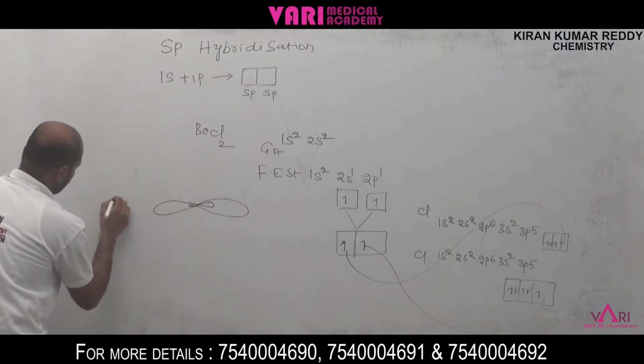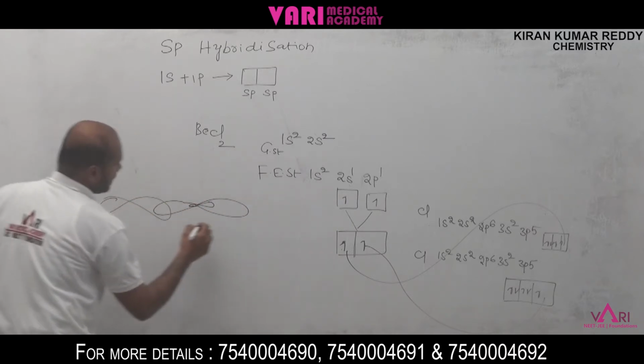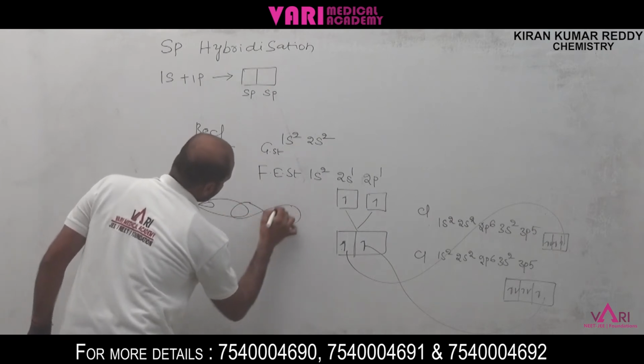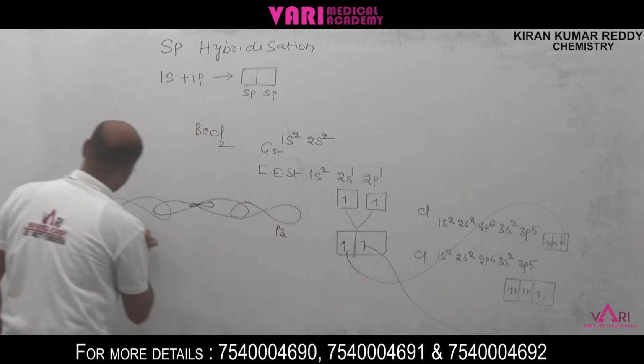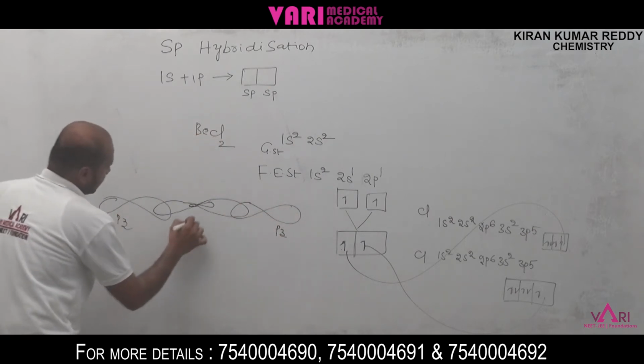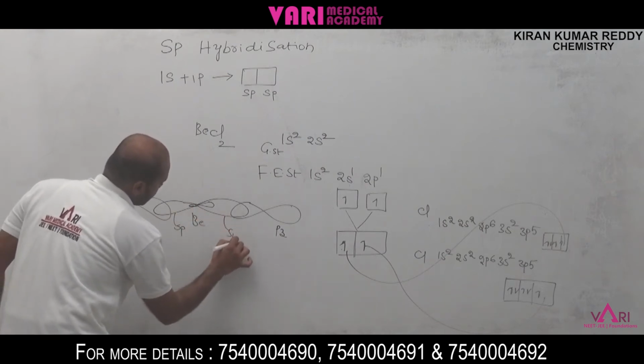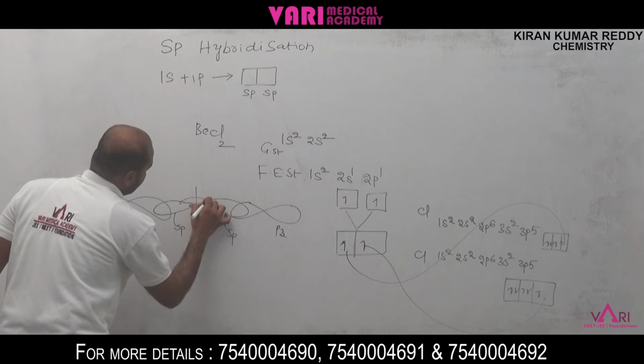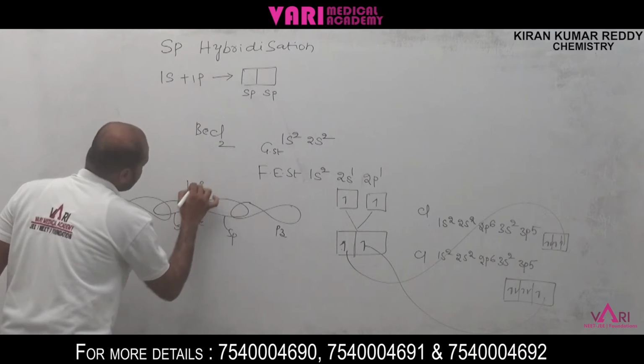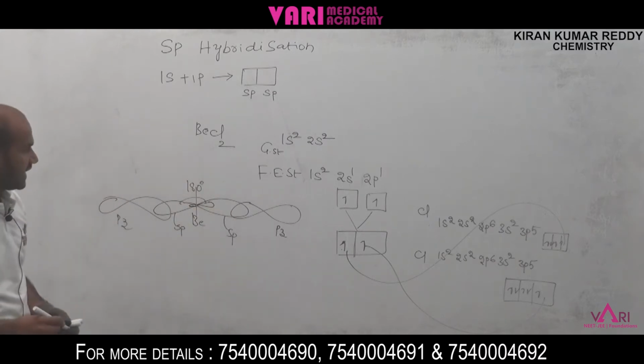And here is a pz orbital of chlorine. Here also a pz orbital of chlorine. This is the beryllium, and this is one of the sp orbitals. The bond angle is 180 degrees.